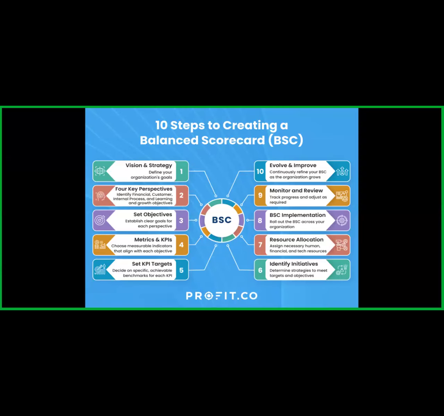Now step number 7 is resource allocation, which means assign necessary human, financial, and tech resources. So whatever resources are essential, say 10 people are required, make provision of 10 people. Say 1 lakh rupee fund is required, make provision of that 1 lakh rupee. Some machinery, tools, equipment are required, make provision of that particular machinery, spare parts, or tools. And that is step number 7, that is resource allocation.